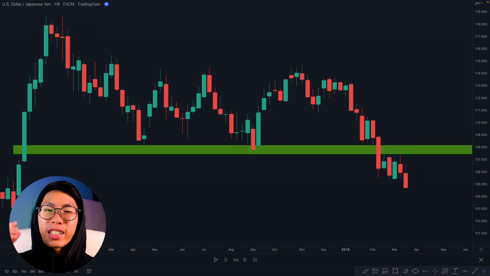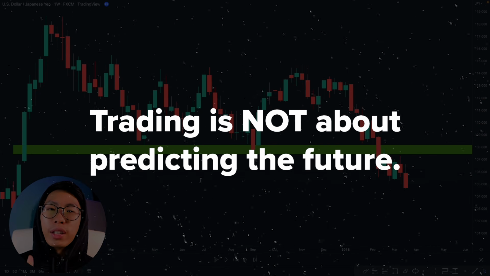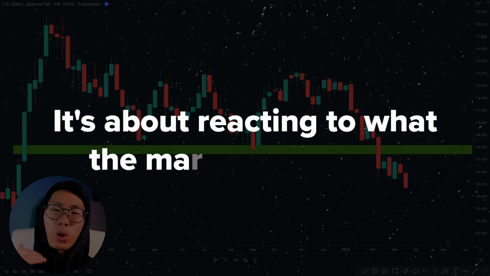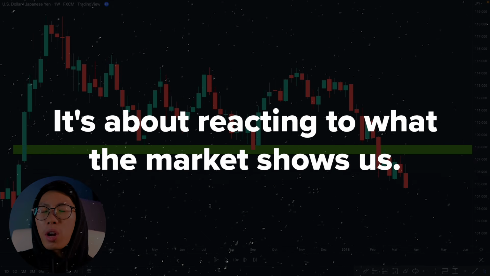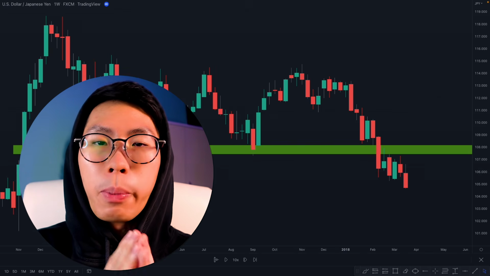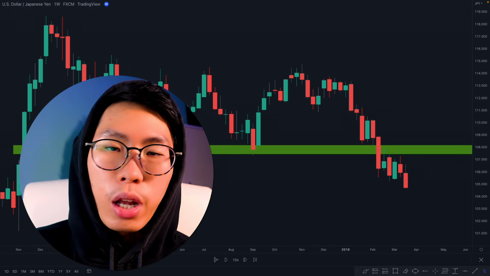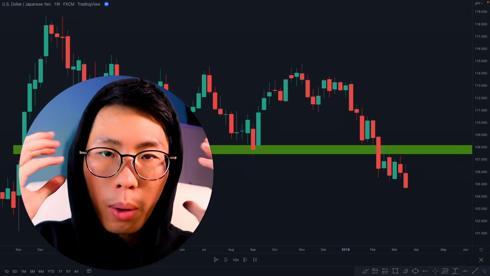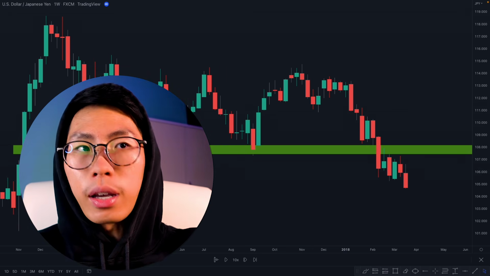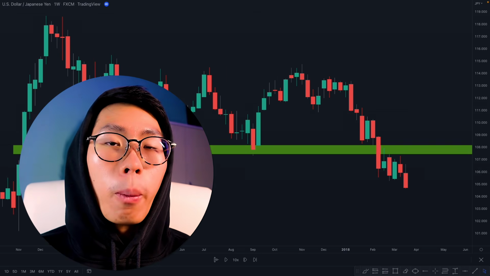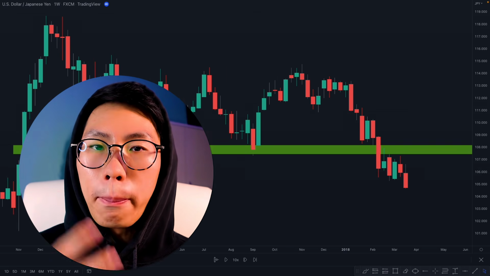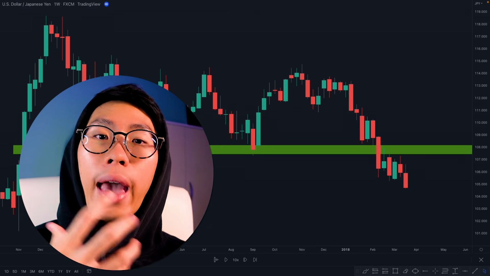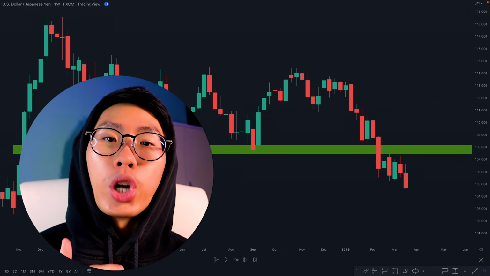If you are still watching this, you deserve another pro tip. Trading is not about predicting the future. It's about reacting to what the market shows us, reacting to what the price action shows us. Always make sure that you react to the market instead of imposing your thoughts onto the market. Just because you see a green candlestick at this key support level does not mean that you must enter for a buy immediately, alright? You always want to see what price is doing at the key level and then react to it and then trade from there.